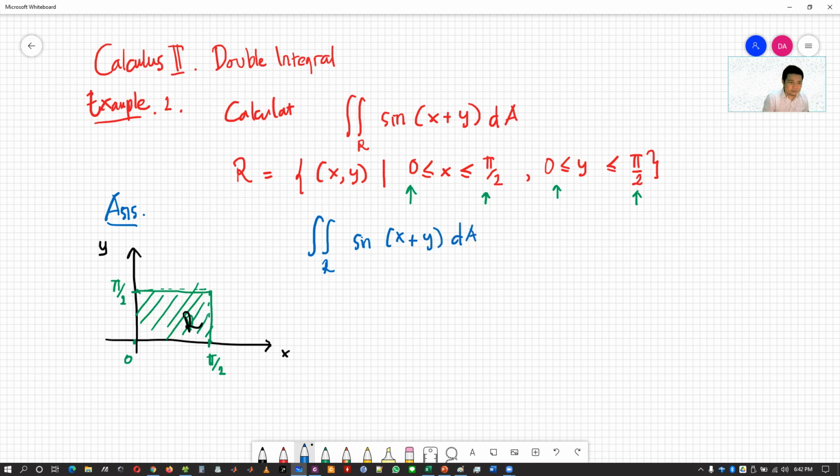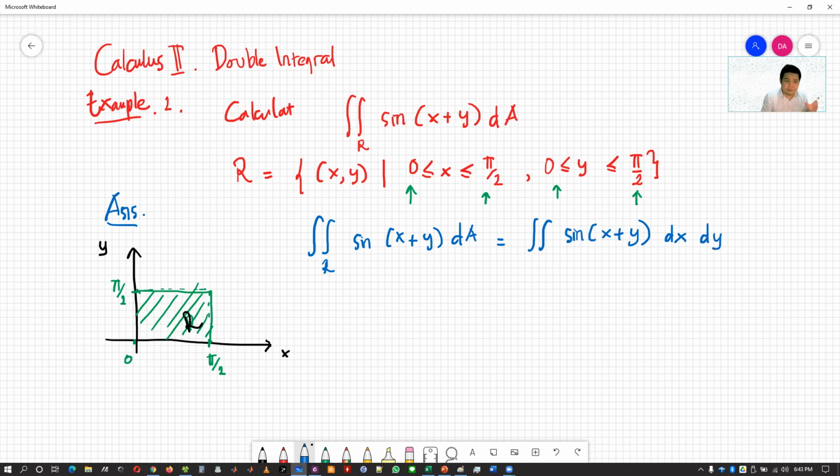I rewrite it again here with respect to R, and now we break it down into x and y. First of all, I would like to calculate in x first, because this is a rectangle. This is quite an easy domain. We will discuss a more complex domain in the next meeting. I will calculate it first in x, so I write down the function itself, sin(x + y) dx dy.